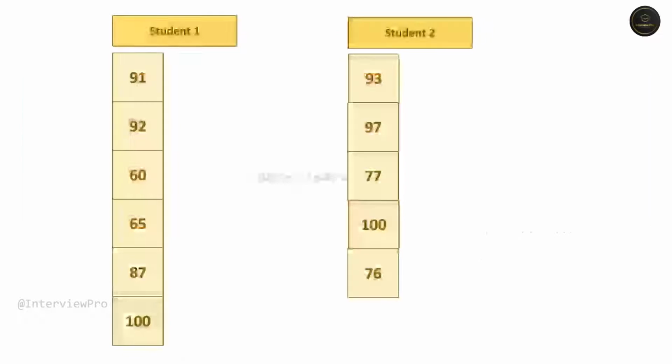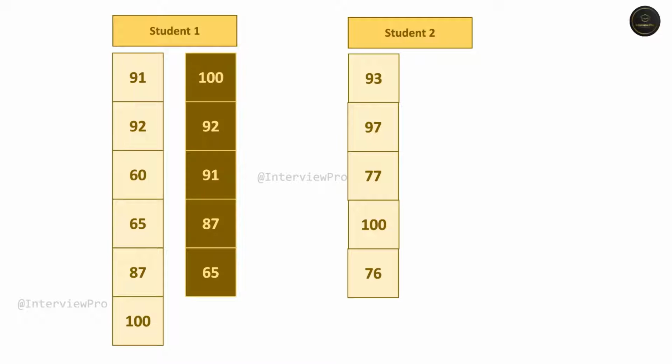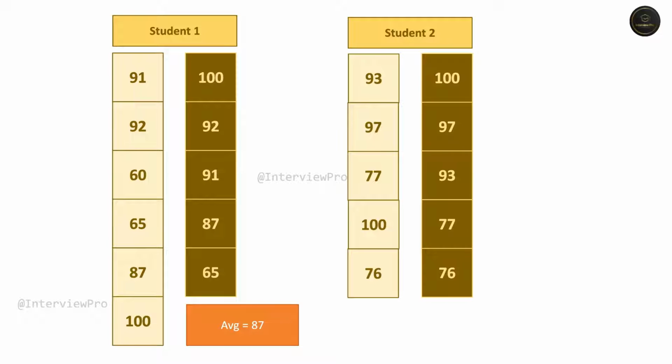Let's see this example. We have two students, student 1 and student 2, and the scores are listed like this. To get the top 5 scores, let's sort the scores in descending order. So the first student marks would be like this, and the average of the top 5 scores of this student will be 87. And then we have student 2. Let's sort these scores as well in descending order, and the average would be 88.